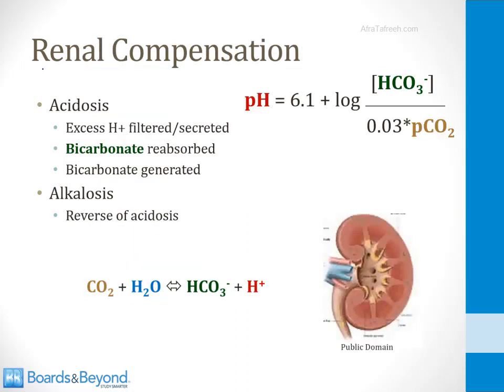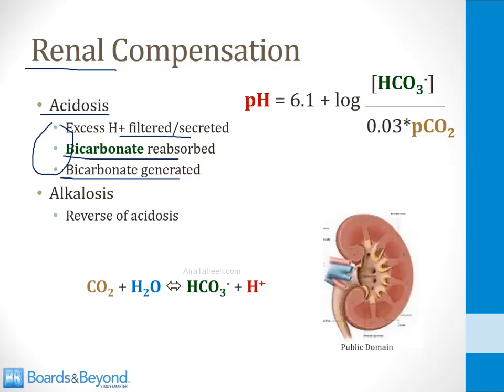In respiratory acid-base disorders, the compensation is renal, and it comes from the kidneys. So in a respiratory acidosis, excess protons will be filtered and secreted into the urine in order to eliminate acid from the body. In addition, the kidneys will compensate for the respiratory acidosis by reabsorbing all the bicarbonate that they can. And then in addition, the kidneys are capable of generating more bicarbonate.